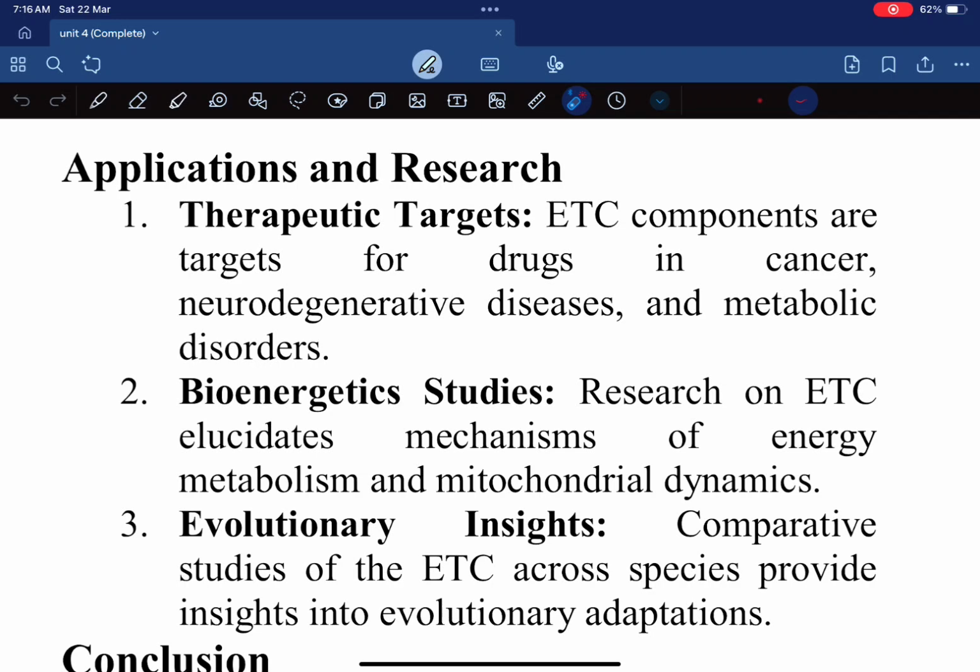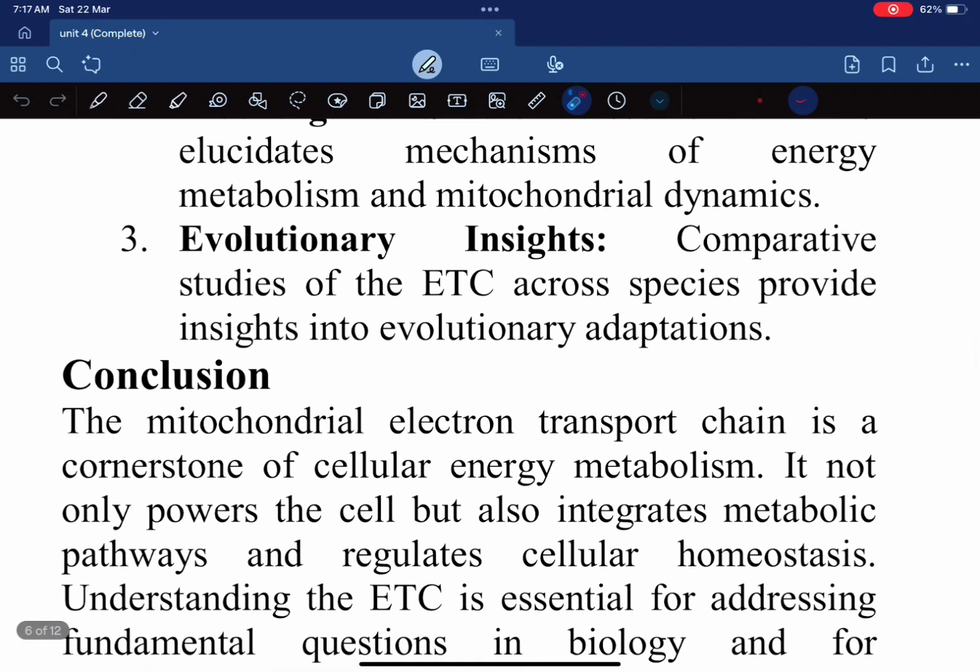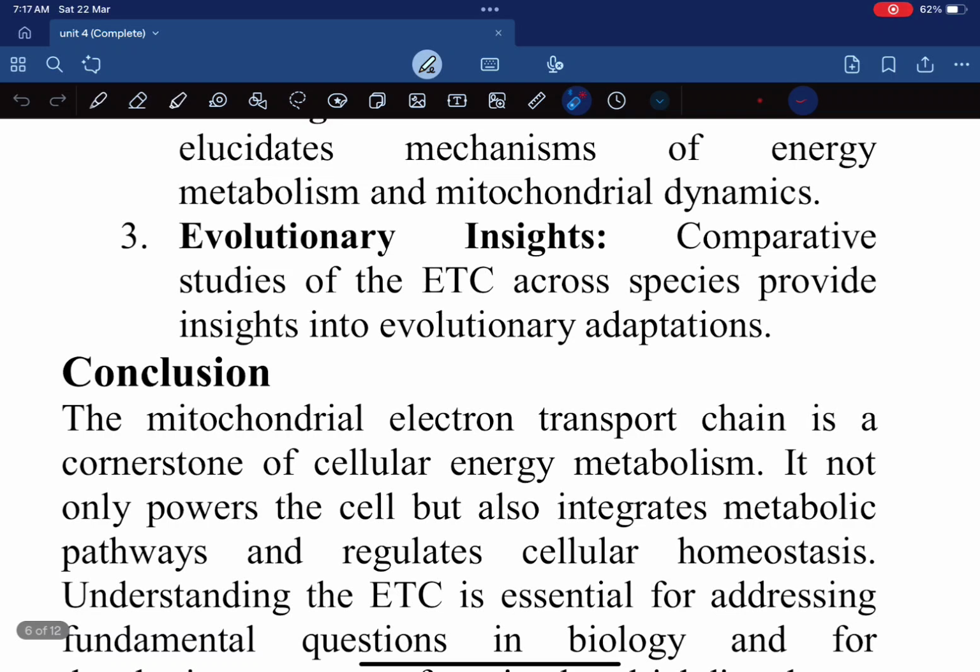Applications and research. First, therapeutic targets. ETC components are targets for drugs in cancer, neurodegenerative diseases, and metabolic disorders. Second, bioenergetics studies. Research on the ETC elucidates mechanisms of energy metabolism and mitochondrial dynamics. Third, evolutionary insights. Comparative studies of the ETC across species provide insight into evolutionary adaptations.